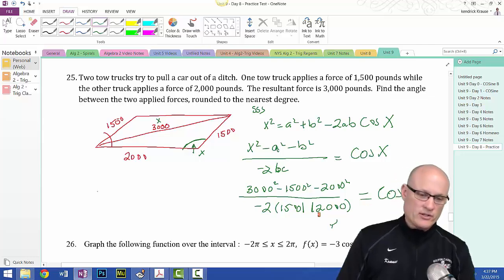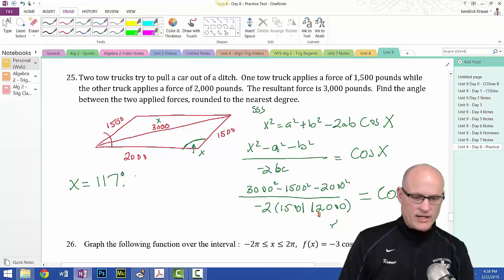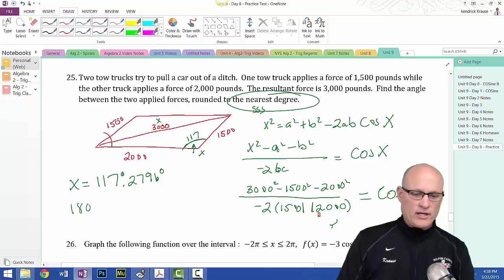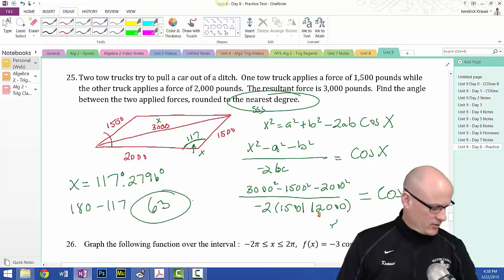Let me try to speed things up a little bit. We're going to do the inverse cosine of that mess, and you're going to get x equal to 117 degrees, point something, 0.2796 degrees, and I want it rounded to the nearest degree. So this angle would be 117. And to find the other one, you just take 180 and subtract off 117 and you get 63 degrees. So that's the answer to that question.